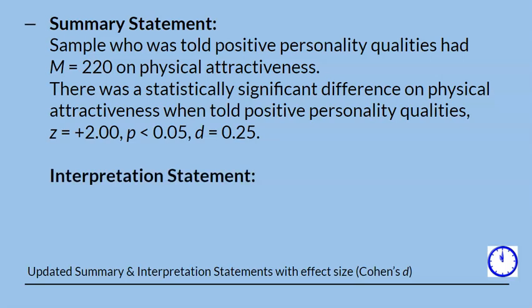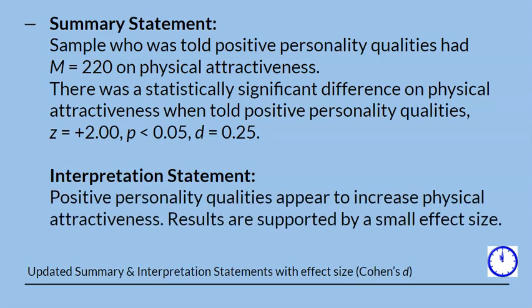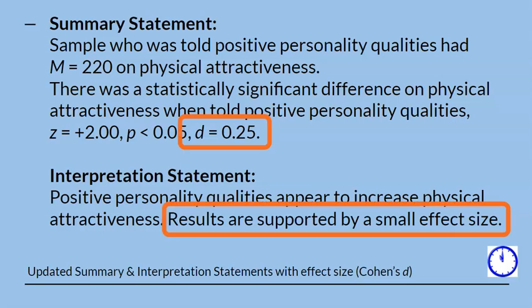The interpretation statement will now be a minimum of two sentences. The first sentence will explain what happened in the study, and the second sentence will be that new sentence that explains how the verbal description of the effect size supports the results of the study. The highlighted sections are how the summary and interpretation statements are updated with effect size.